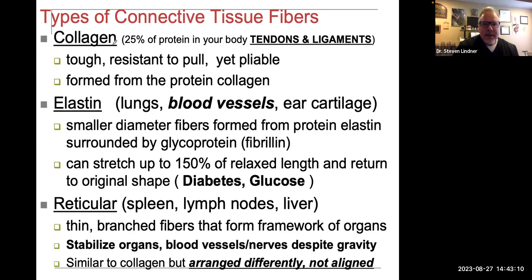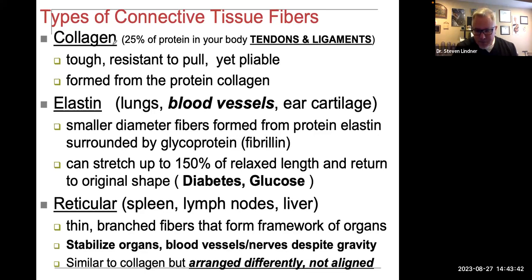Elastin is found in blood vessels, in the lungs, in the cartilage. It can stretch up to 150% of the relaxed length and return to its original shape. And this is one of the problems with diabetics, especially with blood vessels, especially with soft tissue and ligaments, is the inability or the destruction of some of this elastin.